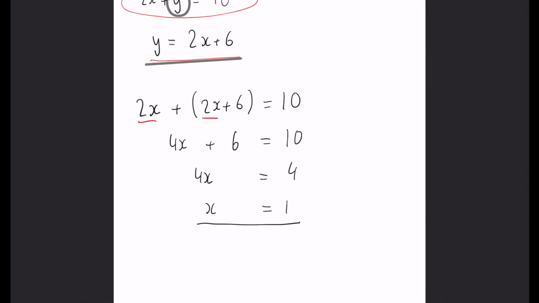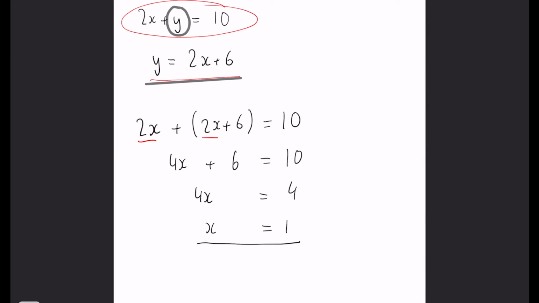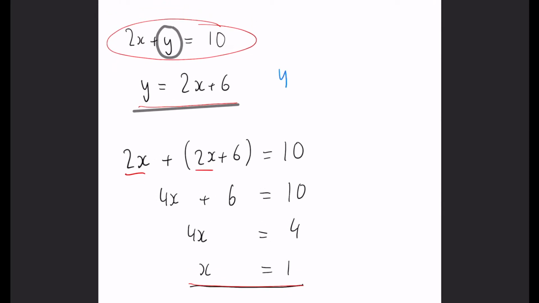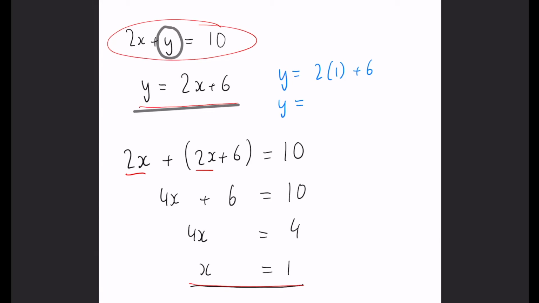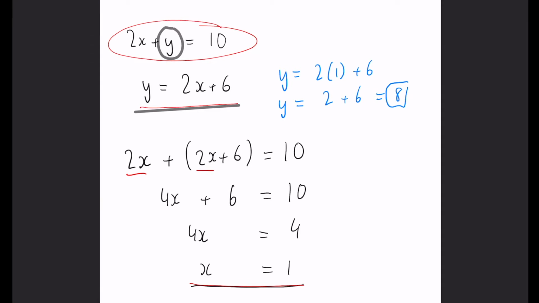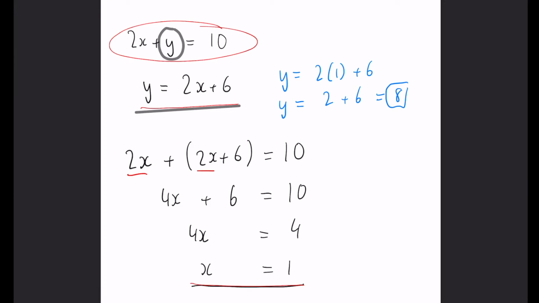Again, just like previous examples, you substitute in that x equals 1 into one of the original equations and you will get your answer. Now, because we want to work out y, I'm going to use that bottom equation. We can say y equals 2 lots of 1 plus 6. Now, 2 lots of 1 is 2, plus 6, y must equal 8. And again, you can substitute in the x and the y into the original equations just to prove that your answer is correct. Okay, that is the first example.